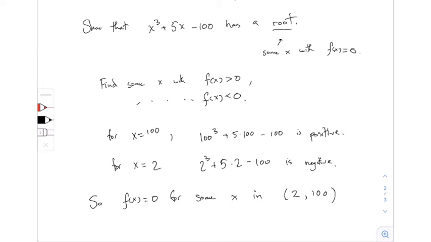And that's really all I want to say about that. This is a traditional usage of the intermediate value theorem. In fact, if for some reason you really wanted to know what the value of x was, you could try to narrow this down by plugging some number in between.